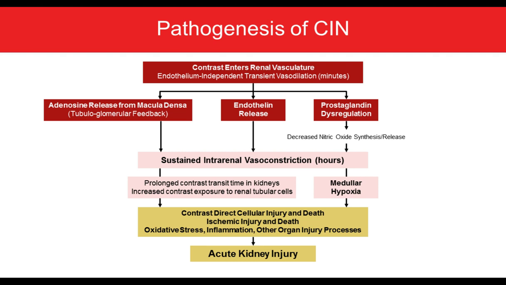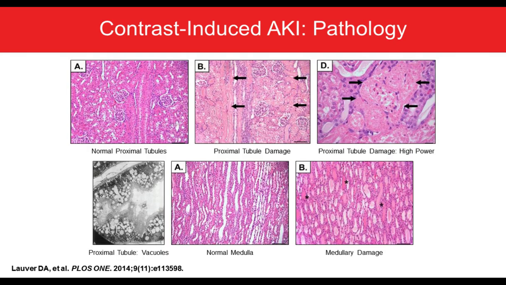And another thing which happens with intense intrarenal vasoconstriction is medullary hypoxia. So the medulla is the region of the kidney which is already relatively hypoxic. There is not enough good blood flow. And now on top of that, you're having contrast with the slow transit time, which is increasing the viscosity of the bloodstream, increasing the osmolarity. So you have further medullary hypoxia, giving the ischemic injury and death, stimulating oxidative stress, and eventually leading to acute kidney injury. This is the pathology of contrast-induced AKI.